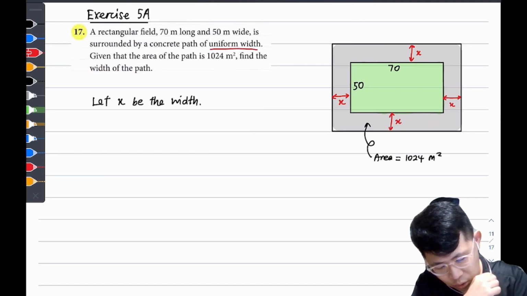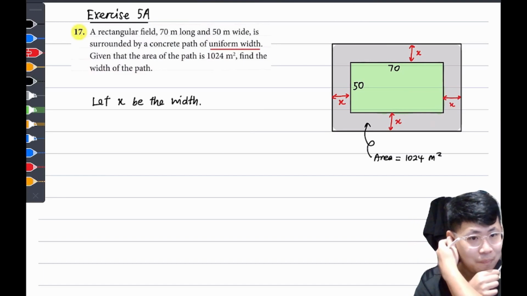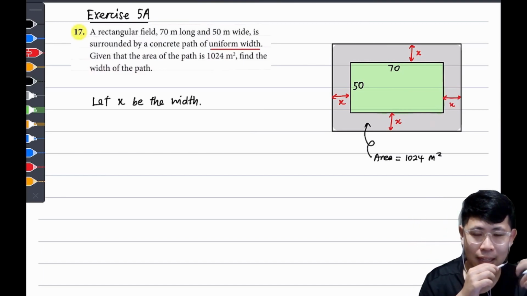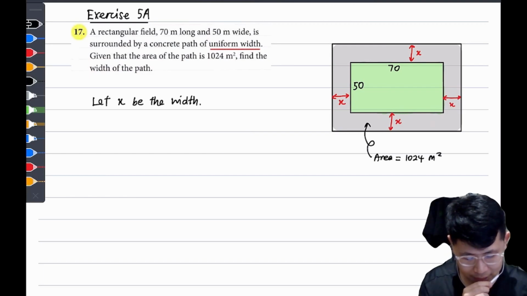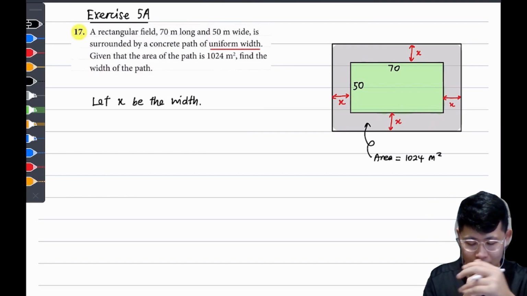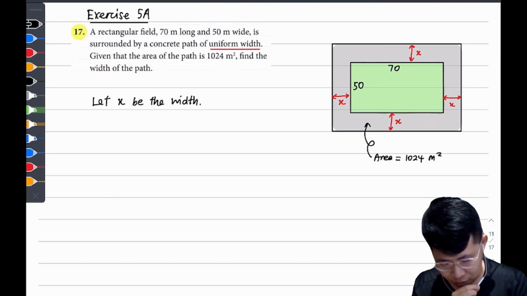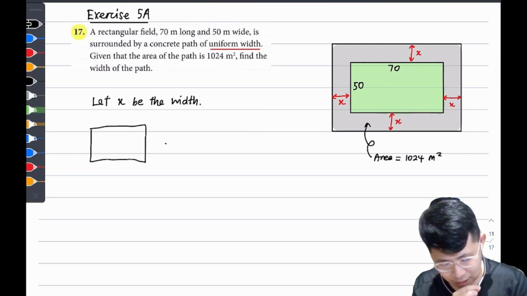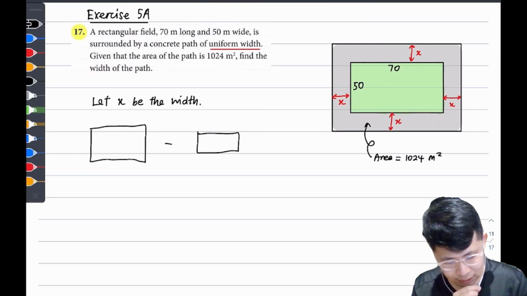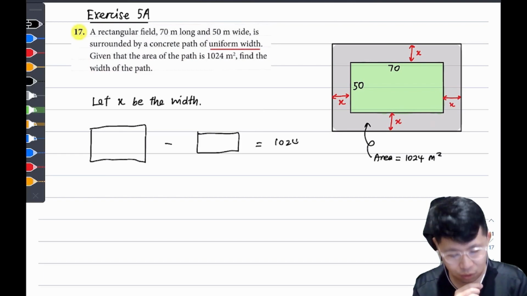So this is what the uniform width means. Okay, now with this in mind, what is going to be the area of the path? Imagine the area of the path would be this big rectangle minus a smaller rectangle, which is going to be equal to 1024, correct?